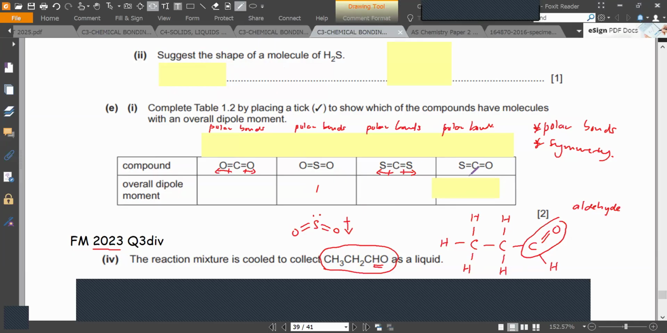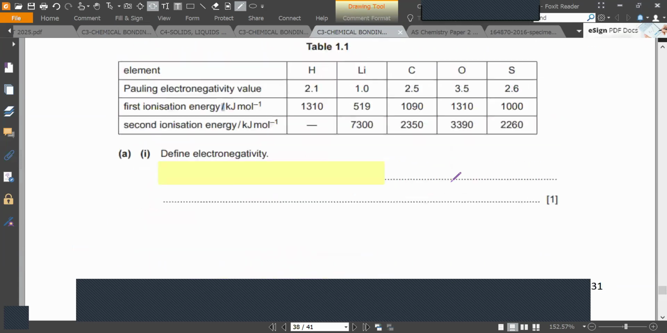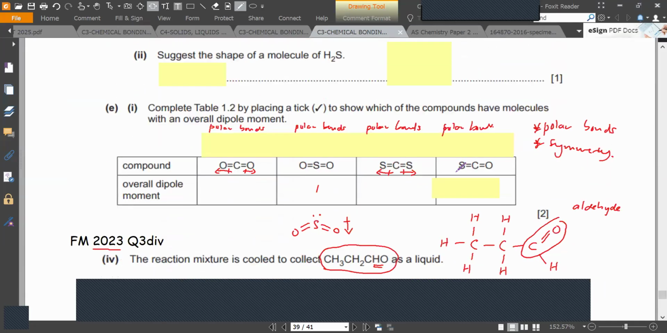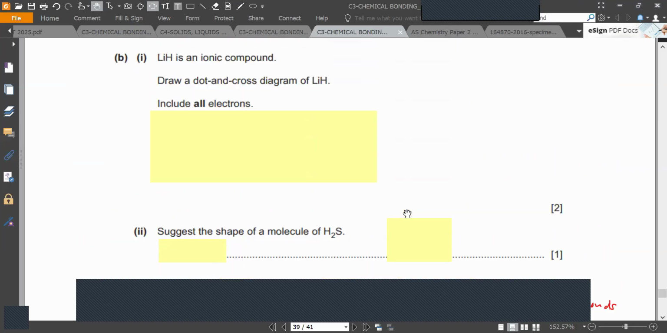And then we have the SCO. They have different electronegativity values. C and S are almost similar, so oxygen is the most electronegative, and the direction is towards oxygen. So it's going to have a dipole moment.